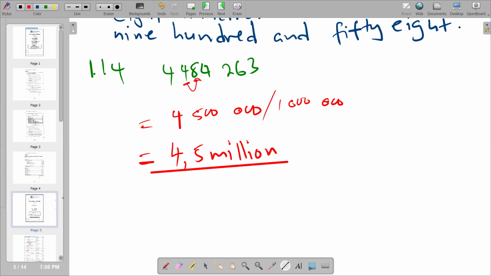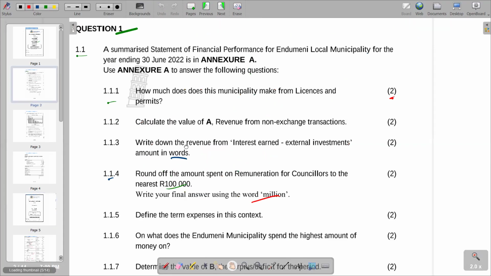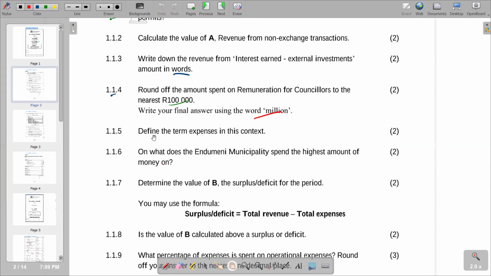Then we go to the next question, which says: define the term expenses in this context. Define the term expenses in this context. So you see that expenses is the amount of money spent by the municipality.